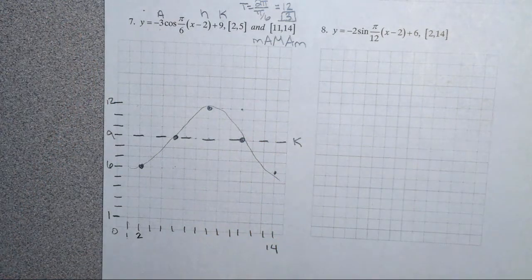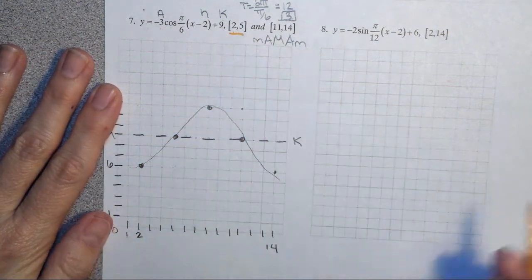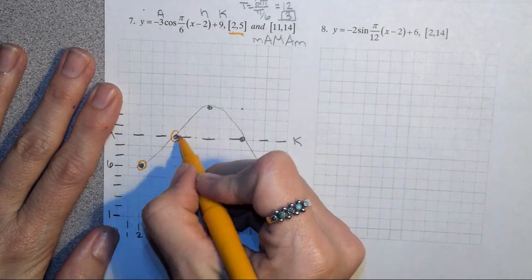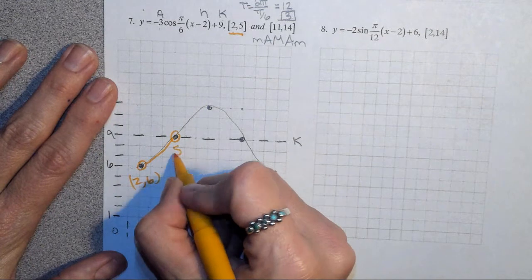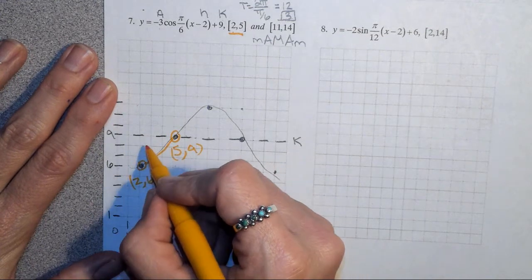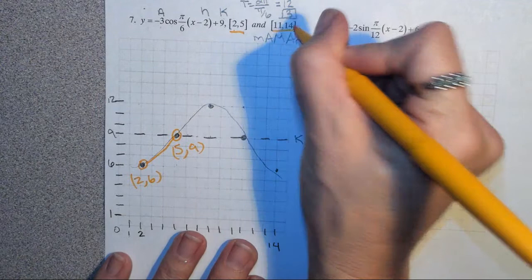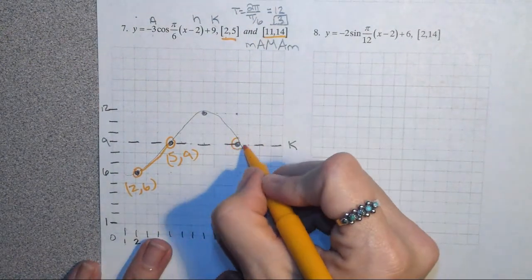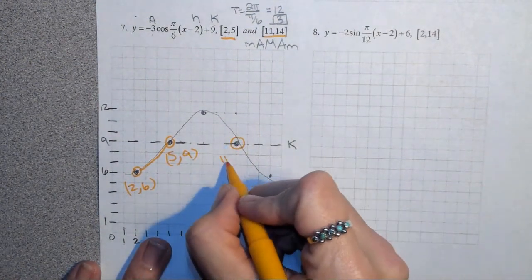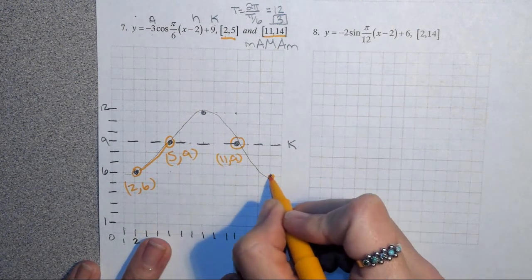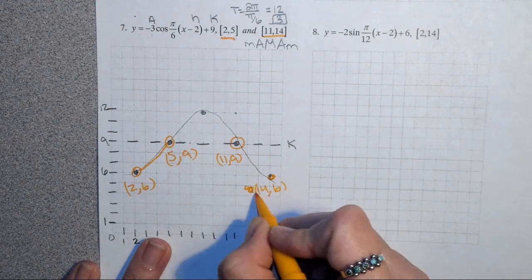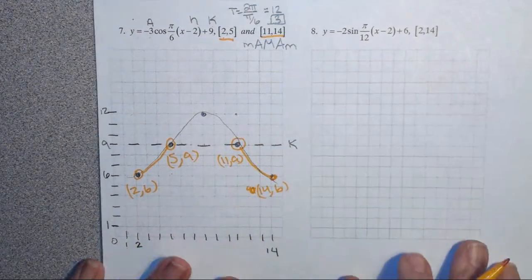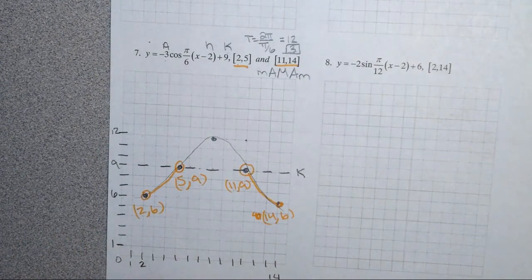And then again, I'm only going to focus on the restricted domains. So they want me to focus when x is 2 to 5. So this piece here, and that ordered pair is (2, 6) and (5, 9). They also want me to highlight 11 to 14, which is right here. 11, and that ordered pair is (11, 9), and 14 is right here, and that ordered pair is (14, 6). Okay, so you're going to do the same thing for 5, 6, and 8.